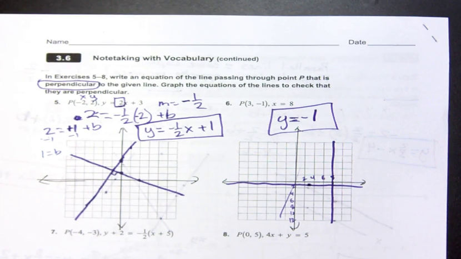All right, who thinks that you could do 7 and 8 on your own? Such confidence. Okay, let's take like 3 minutes, see how far you can get on your own, then we'll come back over it. 7 and 8.